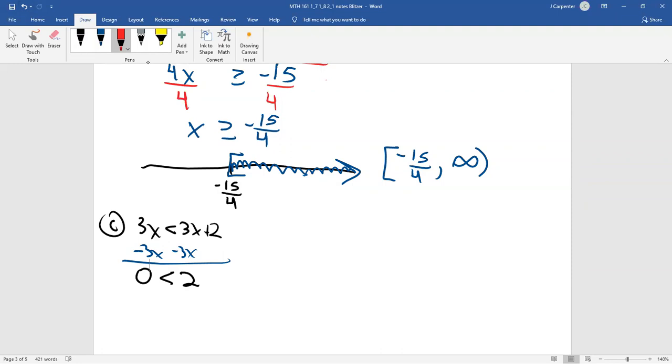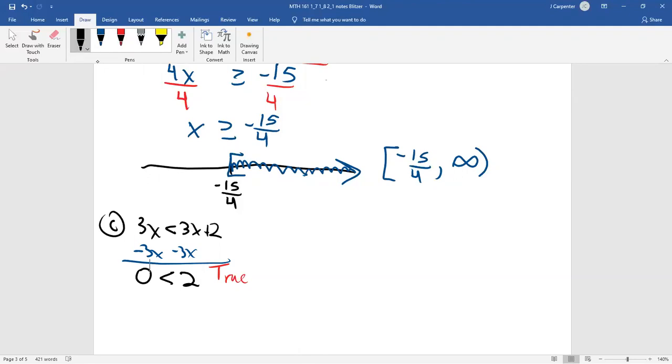Well, this is a little more open-ended because of the direction. 0 less than 2, but it doesn't matter that it's more open-ended, it's still true. 2 is bigger than 0, or 0 is less than 2. And back in that previous section, we said true statements meant that there were infinitely many solutions. It means that all real numbers are solutions.